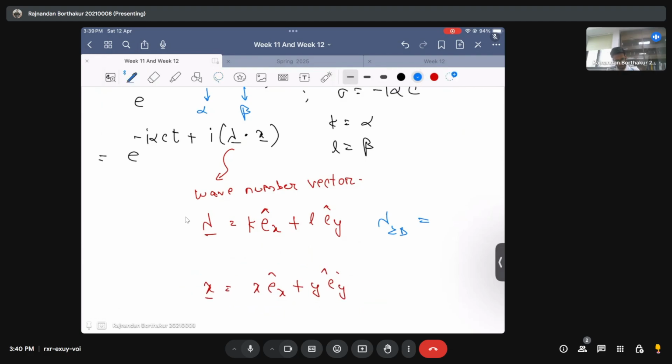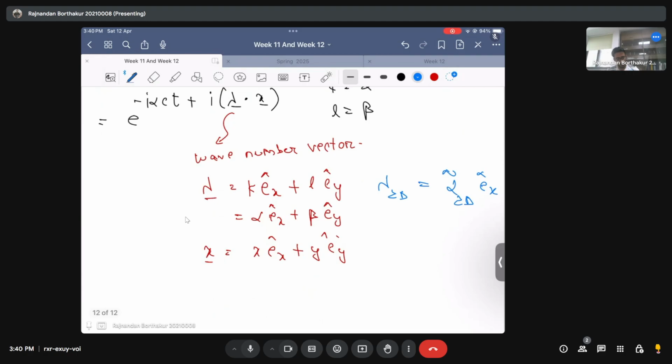I need to write this as alpha times Ex because my k is equal to alpha, and this is beta times Ey because my L is equal to beta. And then what I say is that for lambda 2D, I'm just considering a 2D disturbance, which means that for a 2D disturbance, the y terms will not be there, which means I'm just writing it as alpha tilde 2D times Ex. Now you need to understand this is alpha bar 2D.